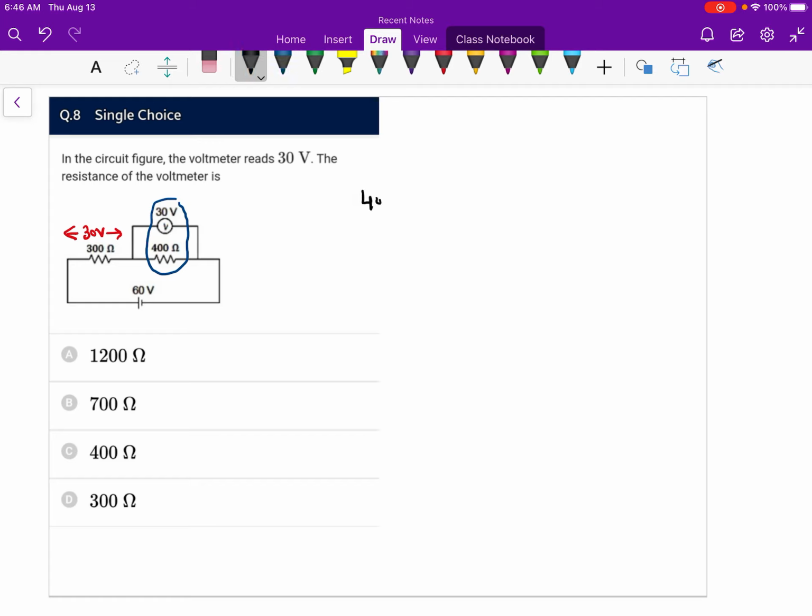So 400 into R upon 400 plus R is equal to 300. So that is 4R is equal to 1200 plus 3R. So R is 1200 ohm. So A is the correct option.